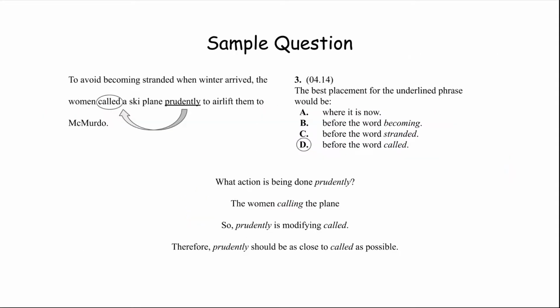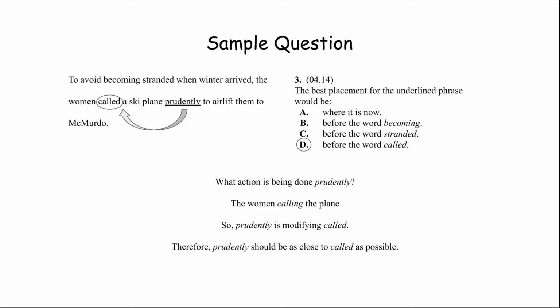Okay, so we're going to talk about how to identify different types of modifier questions in a little bit, but first we're going to go ahead and run through two of these sample questions just to get you guys familiar with what a modifier question might look like. And the first is this one. To avoid becoming stranded when winter arrived, the women called a ski plane prudently to airlift them to McMurdo. The best placement for the underlined phrase would be, and then it gives you some options.